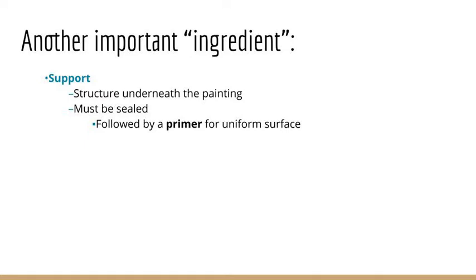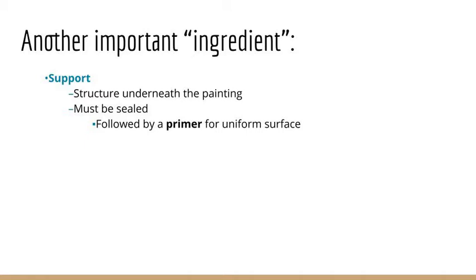So when you paint, you have to be painting on something. The support is the structure underneath the painting, and it has to be sealed. So usually you seal something that you're going to paint on with a primer in order to give it a uniform surface and in order to allow the paint to bond to that surface and not just chip off later. That's why you paint on one side of the canvas that has primer on it and not the other side that doesn't, because it'll actually rot over time if you don't do it on the right side of the canvas.